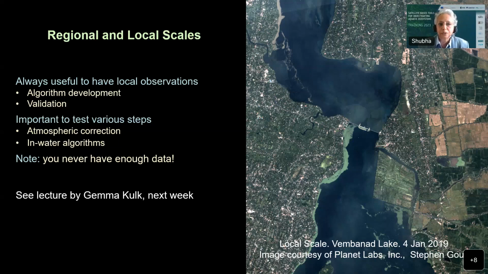And it is always useful under these circumstances to have local observations for algorithm development or for validation. And it's also important to test various steps, atmospheric correction, in-water algorithms, and so on. And I think you will find that you never have enough data. So if somebody can get more data to improve your methods, the better it would be. Now, Gemma next week will discuss these things in more detail.